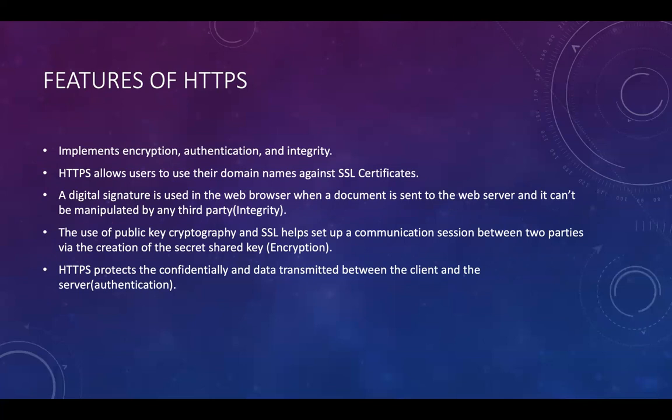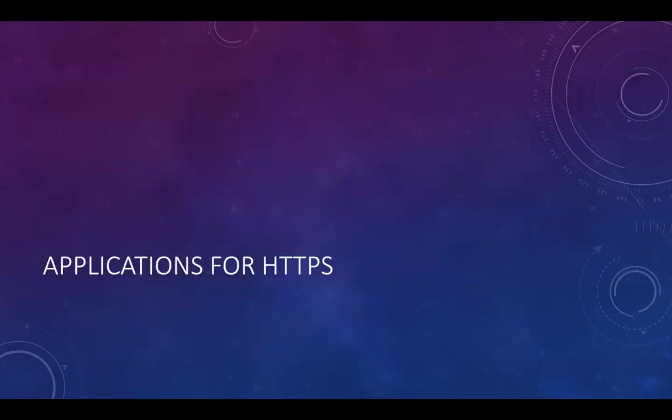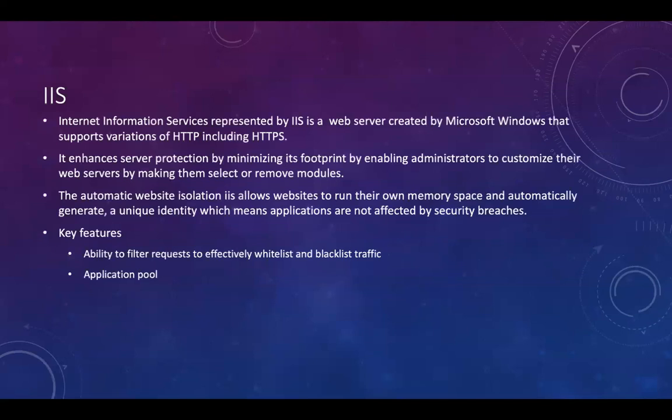That's the integrity portion. And the use of public key cryptography and SSL helps set up a communication session between two parties via the creation of the secret shared key. That's the encryption. And HTTPS protects the confidentiality of data transmitted between the client and the server, and that's the authentication. So some applications used for HTTPS that we are going to cover is IIS.